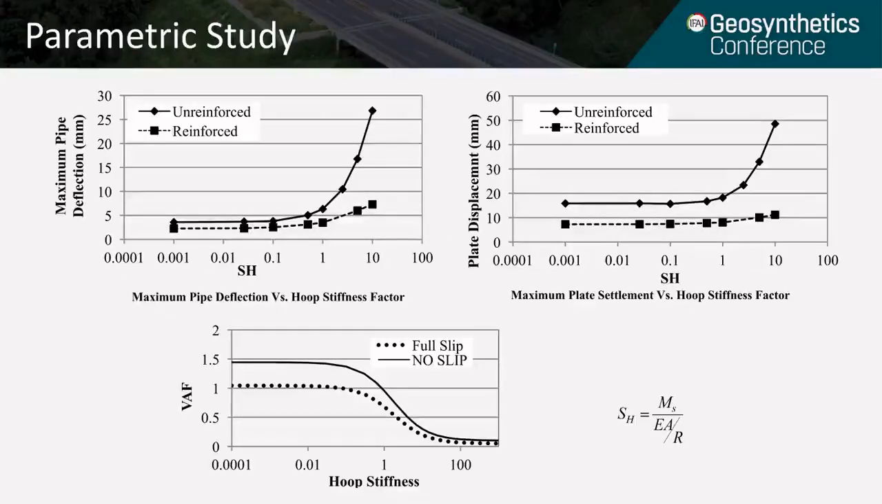As the hoop stiffness factor increases, now remember this is inverse to the wall stiffness, as the hoop stiffness factor increases, the benefit of the GeoGrid increases for both the pipe deflection and the maximum settlement at the surface. Now this matches McGrath's diagram of vertical arching factor with the hoop stiffness. So at about 1, the vertical arching goes down, and at 1, the benefit of the GeoGrid increases.